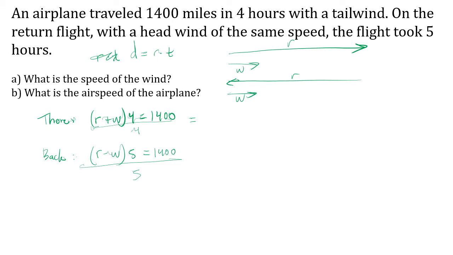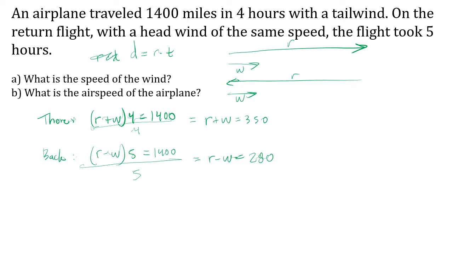Divided by, so it's 300, right? So R plus W is equal to 350, right? And then on this one, R minus W is equal to, divide this by 5, so there's 200, how come I can't do this in my head? 280, right?